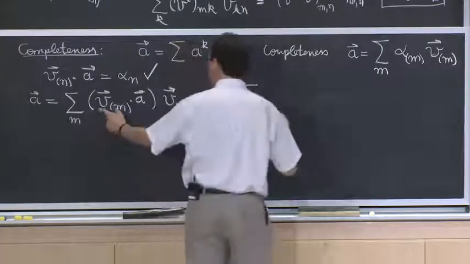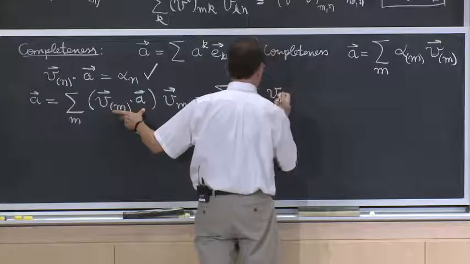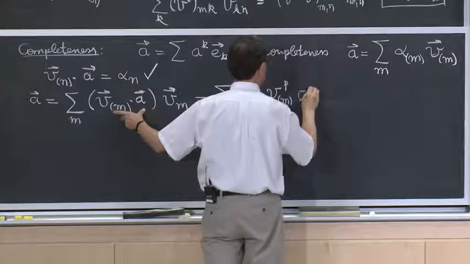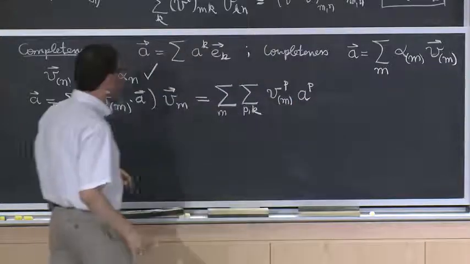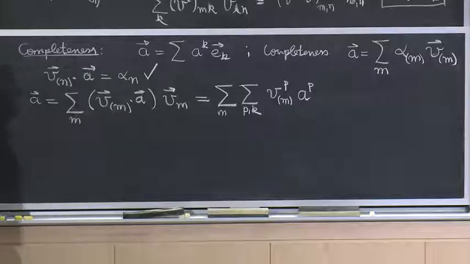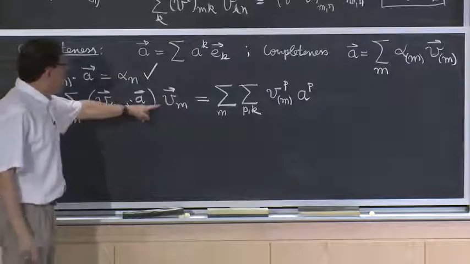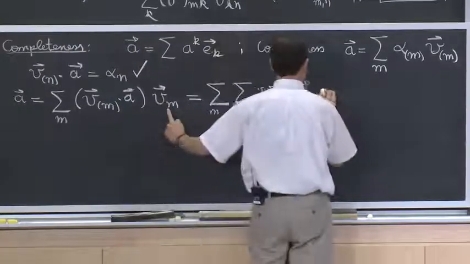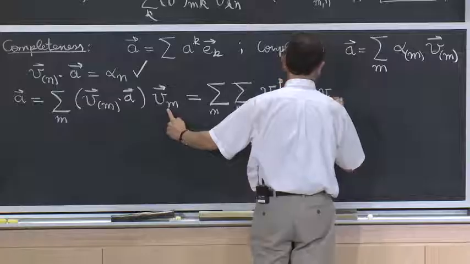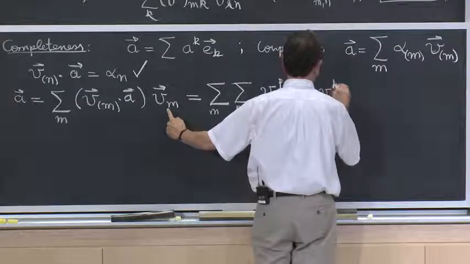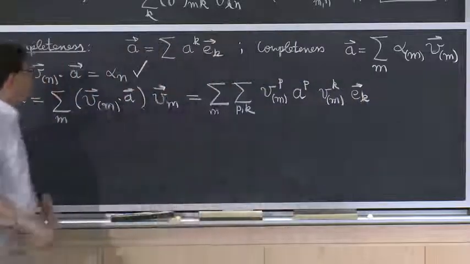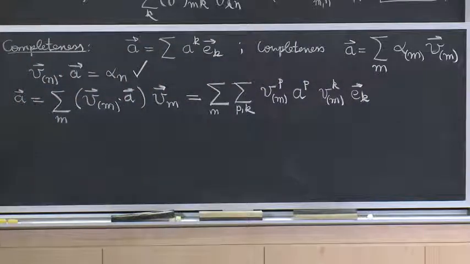The sum over p for this dot product. What is this dot product? It is V_mp times A_p, the Cartesian components of each one. And we'll have the index k for this thing. So for this vector, it would be V_mk e_k. Okay, so we've spread everything out, and now we have to collect it in a convenient way.